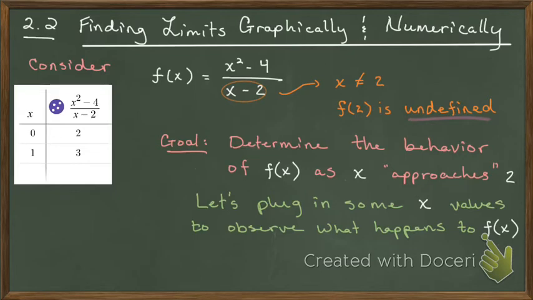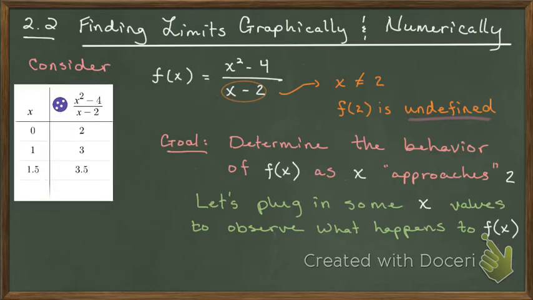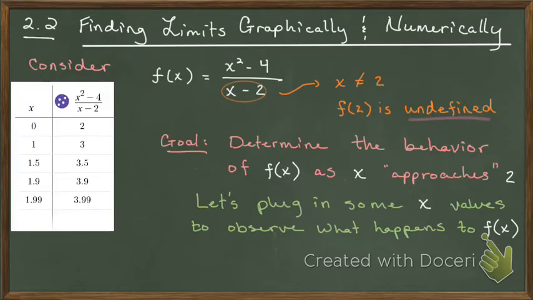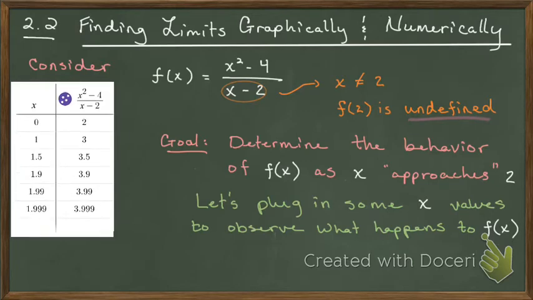I've got my function there, and I'm plugging in values that are getting close to 2. I plugged in 0, I get 2. I plug in 1, I get 3. And I'm going to start getting closer and closer to 2, but from x values that are less than 2. I plug in 1.5, I get 3.5. Plug in 1.9, which is closer to 2, I get 3.9. Plug in 1.99, I see 3.99. One more decimal point out, I get 3.999. You can keep going. Of course, I could plug in 1.9999, and so on.